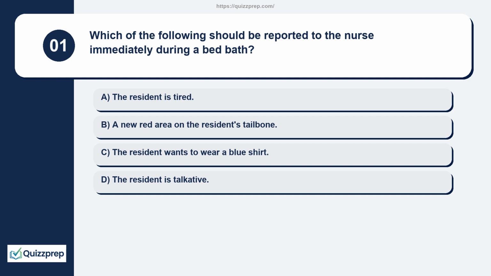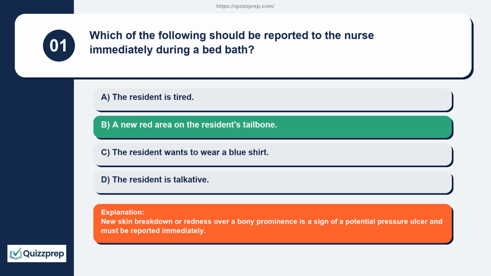Question 1. Which of the following should be reported to the nurse immediately during a bed bath? The resident is tired. A new red area on the resident's tailbone. The resident wants to wear a blue shirt. The resident is talkative. New skin breakdown or redness over a bony prominence is a sign of a potential pressure ulcer and must be reported immediately.